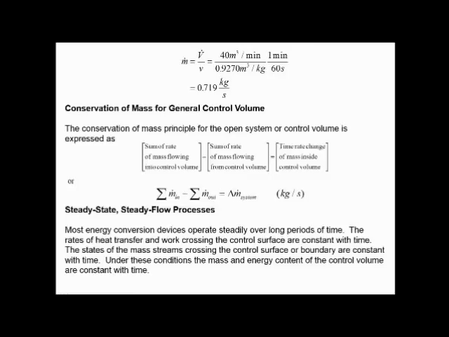Now let us talk about the steady state or steady flow processes. Most energy conversion devices operate steadily over long periods of time. The rate of heat transfer and work crossing the control surface are constant with time. Under those conditions, the mass and energy content of the control volume are constant with time.